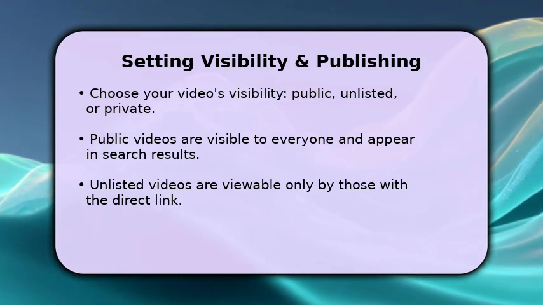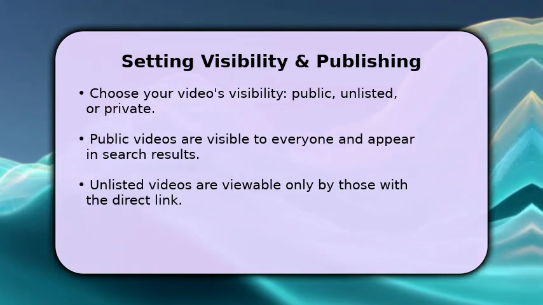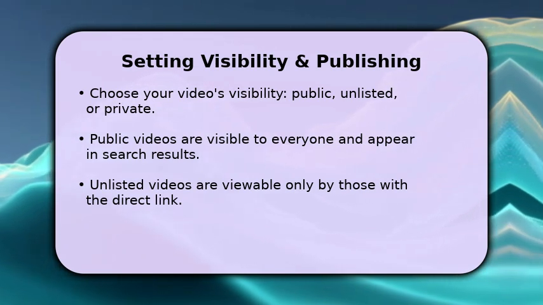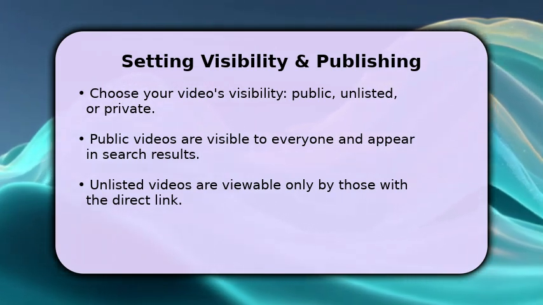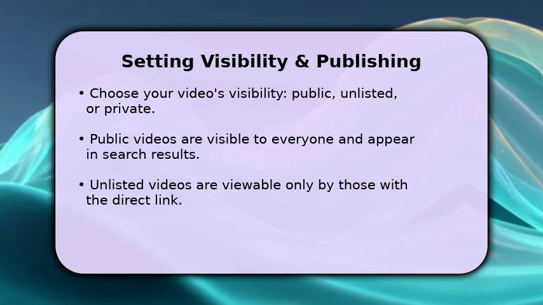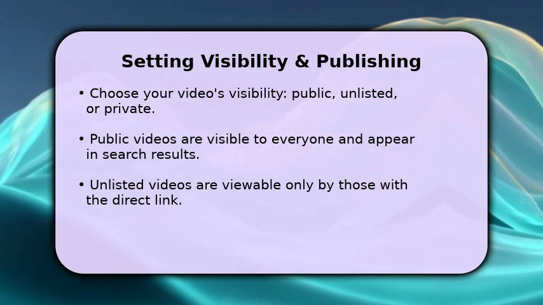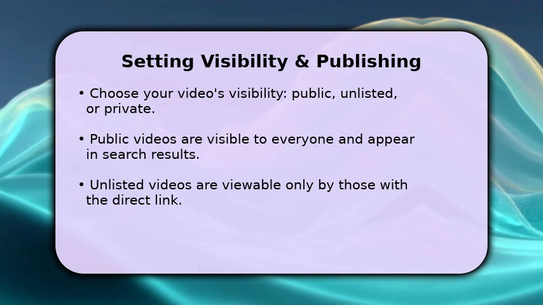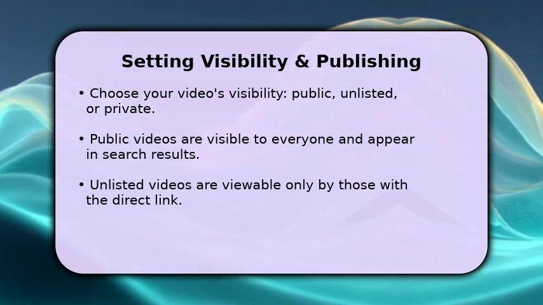You have three main options: public, unlisted, or private. Public means anyone can find and watch your video. Unlisted allows anyone with the direct link to view it, but it won't appear in search results. Private restricts access to only you and specific people you invite.